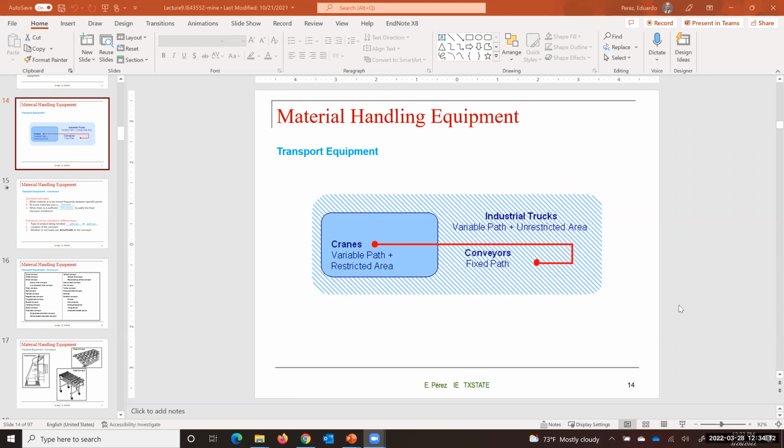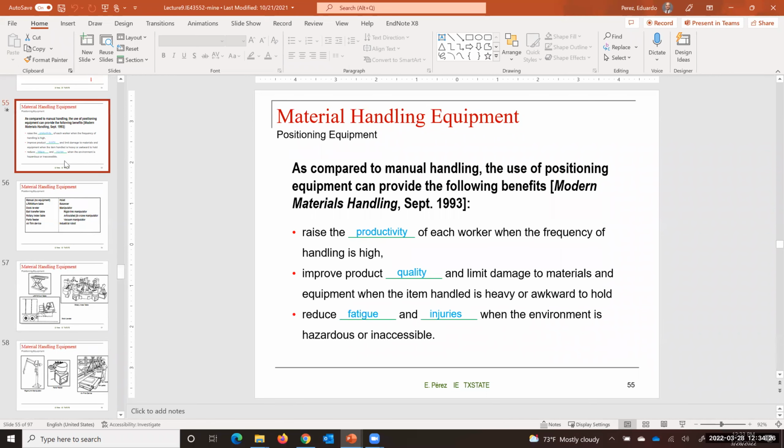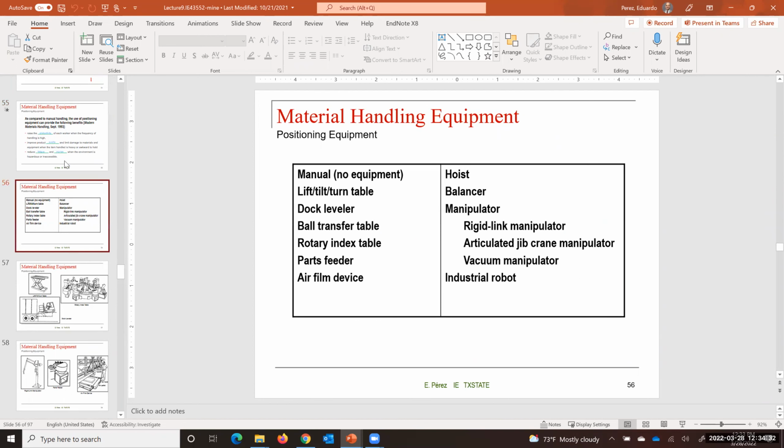And then after that, we transitioned to positioning equipment, and we talked about one category in particular. So we started discussing the positioning equipment, and we went through this group of positioning equipment. Today we're going to continue this discussion. As I mentioned, we're going to complete this lecture today, and then we're going to transition to the review. So let's get started.